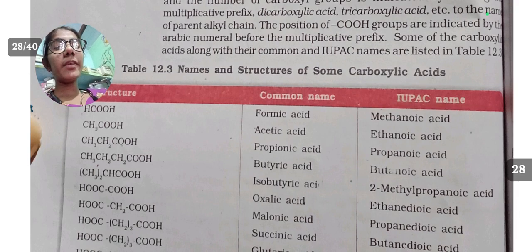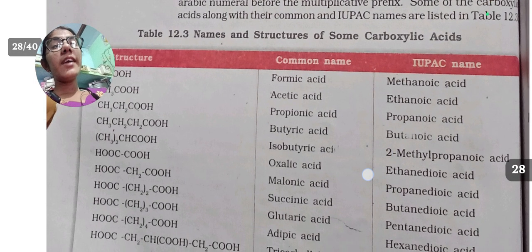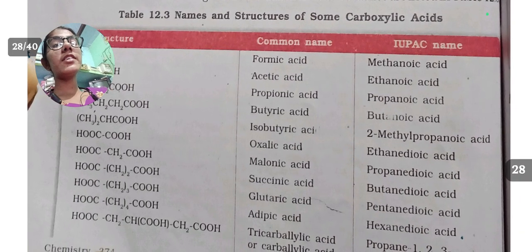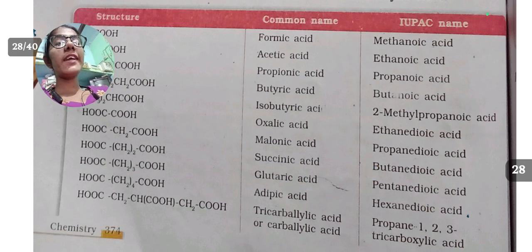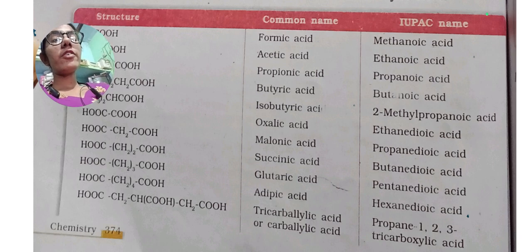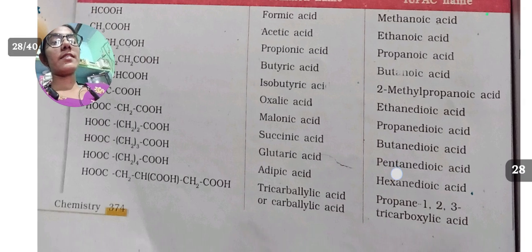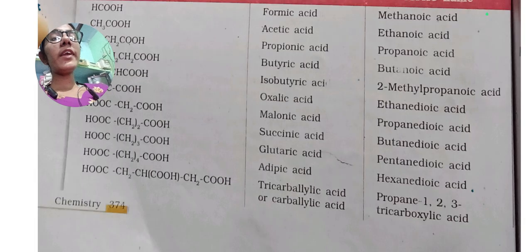First is formic acid, IUPAC name methanoic acid. Second is acetic acid, IUPAC name ethanoic acid. Third is propionic acid, IUPAC name propanoic acid. Fourth is butyric acid, IUPAC name butanoic acid. Isobutyric acid is 2-methylpropanoic acid. Oxalic acid is ethanedioic acid. Malonic acid is propanedioic acid. Succinic acid is butanedioic acid. Glutaric acid is pentanedioic acid. Adipic acid is hexanedioic acid. Tricarboxylic acid is propane-1,2,3-tricarboxylic acid.